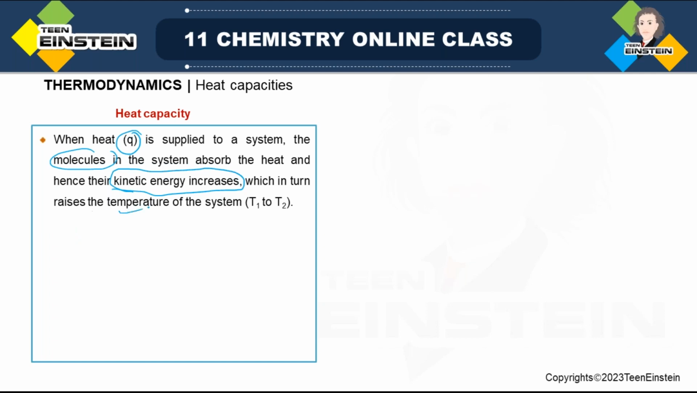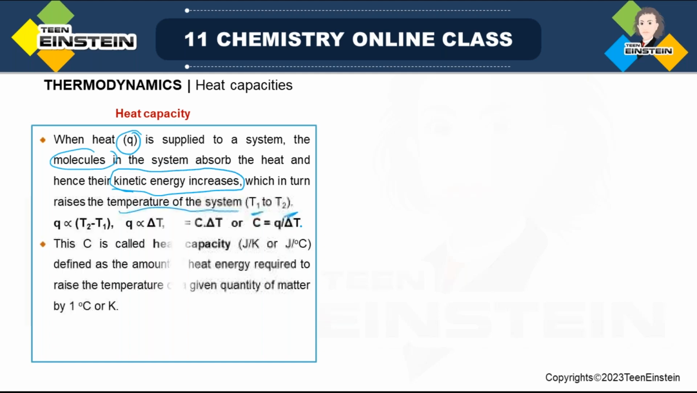Kinetic energy and temperature are directly related. When you are increasing temperature, kinetic energy will increase, or kinetic energy increase means temperature increase. So if the initial temperature is T1 and the final temperature is T2, then the difference T2 minus T1 is because of this supply of Q amount of heat. Now for this process, we can write the equation that Q is proportional to this difference of temperature.